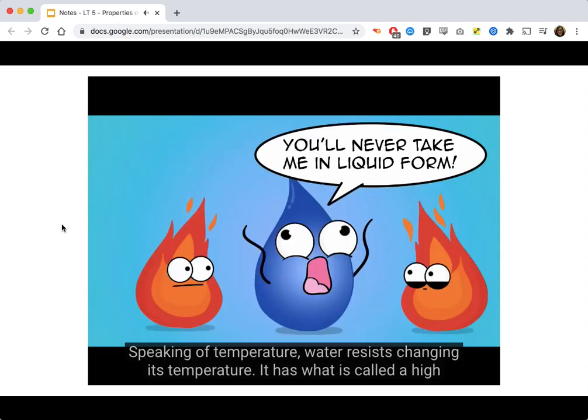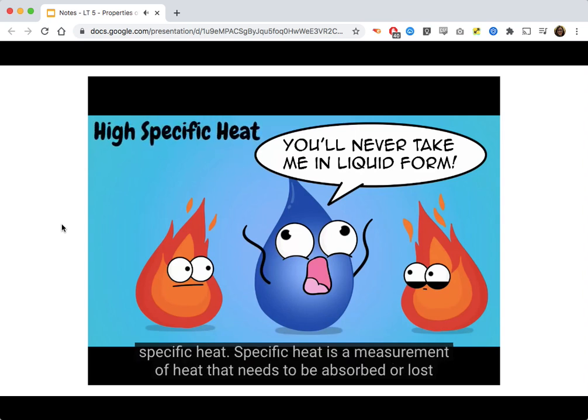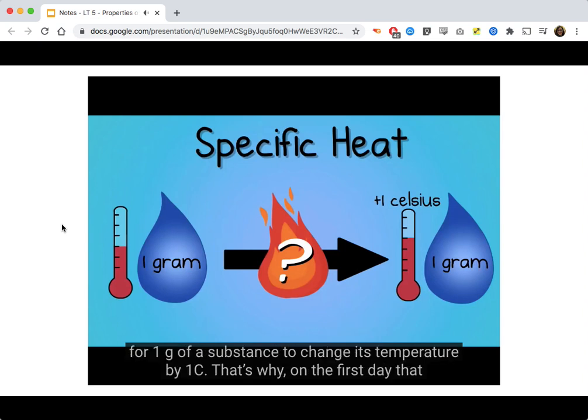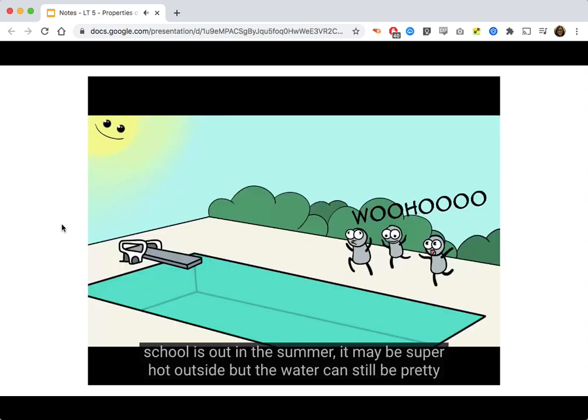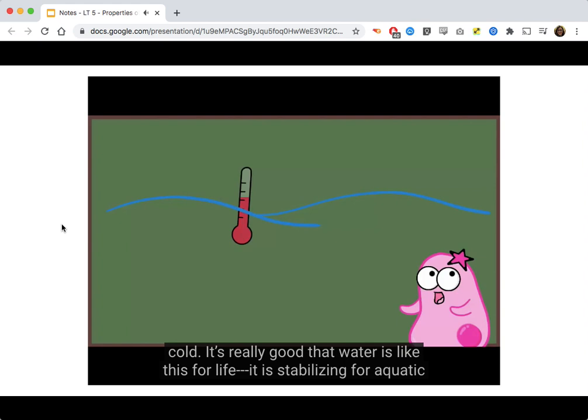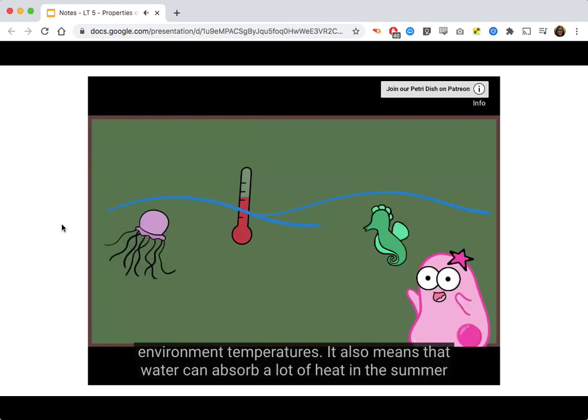Speaking of temperature, water resists changing its temperature. It has what's called a high specific heat. Specific heat is a measurement of heat that's needed to be absorbed or lost for 1 gram of a substance to change its temperature by 1 degree Celsius. And that's why on the first day that school is out in the summer, it may be super hot outside, but the water could still be pretty cool. It's really good that water's like this for life. It's stabilizing for aquatic environment temperatures.